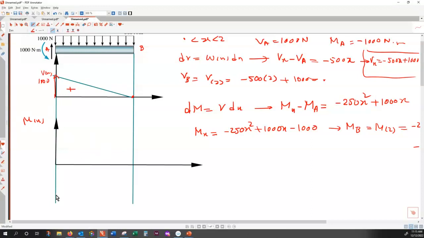So starting at minus 1000 here and going to 0, this is a quadratic equation, and the coefficient of x squared is negative, and therefore this is going to be like a reverse curve. So that is the apex of the quadratic.